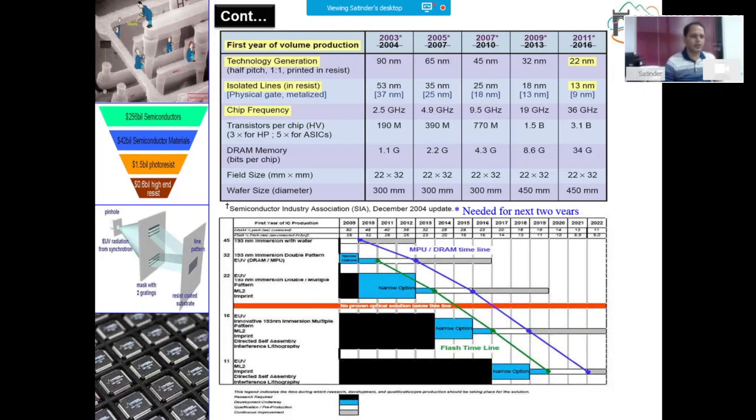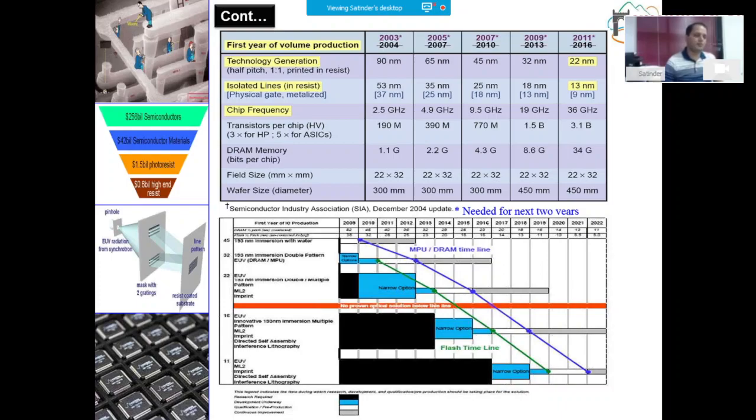Here there are multiple technologies. 193 is the most promising, which was provided to the industry for the 45 nanometer technology node. Then there was some resolution enhancement advancement in that 193 immersion technology, and that gives the 32 nanometer technology node. Till now, we are much dependent on this immersion lithography. It is a complex technology, but there is no other alternative or competitor ready to be used for high performance transistors or circuits.